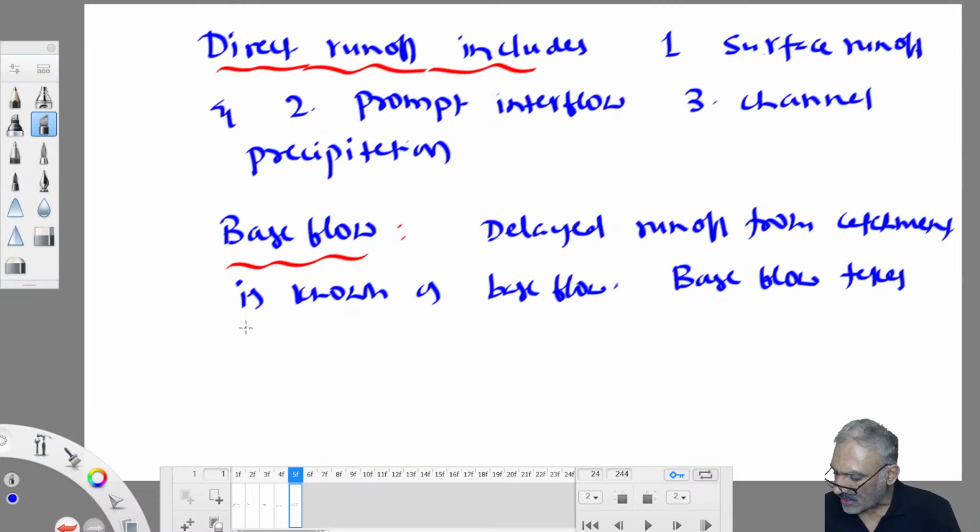Prompt interflow also called seepage. Okay, whatever you know, you write to type there. Then why are you attending class then, if you know everything?